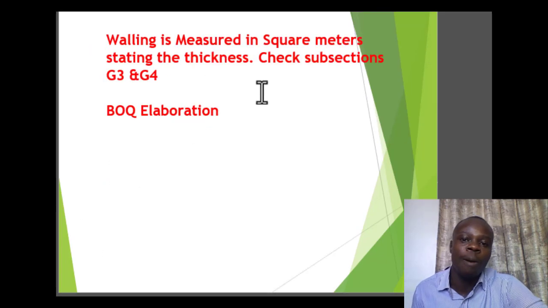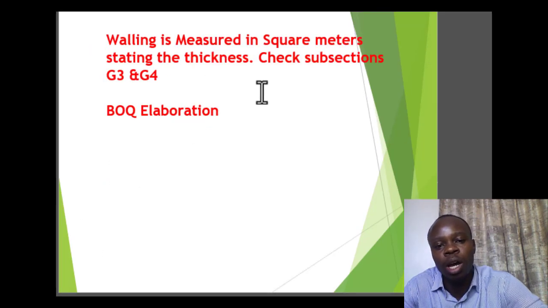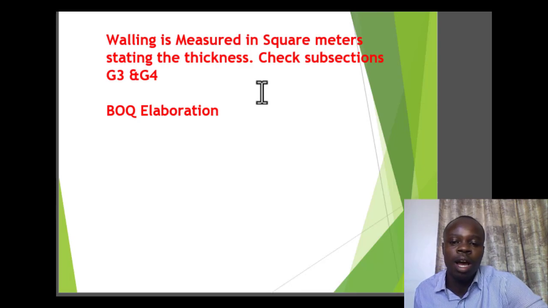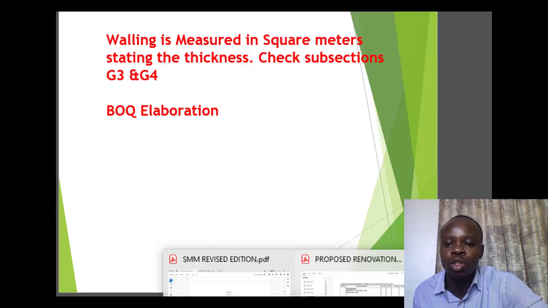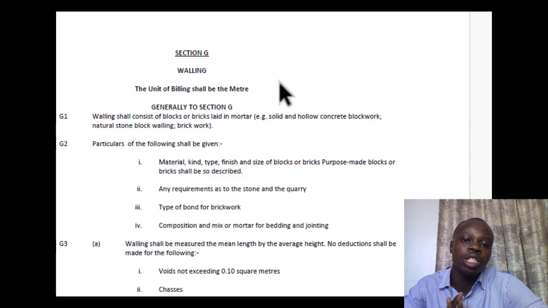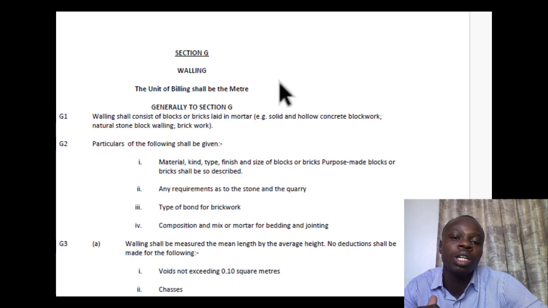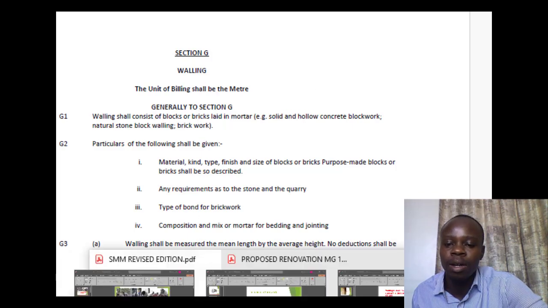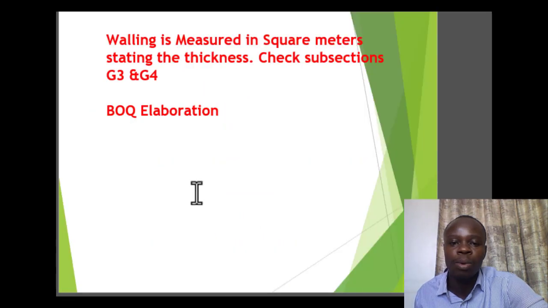So in terms of our measurement, we now have to put in mind what is important for us. As usual, I give you the summary, the straight on what you need in terms of your estimation. I've said that it's in our section G that specifies walls and the ways in which it should be done. So that is how it's supposed to be relayed.